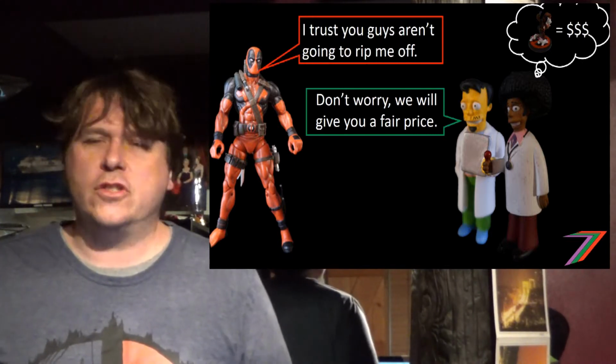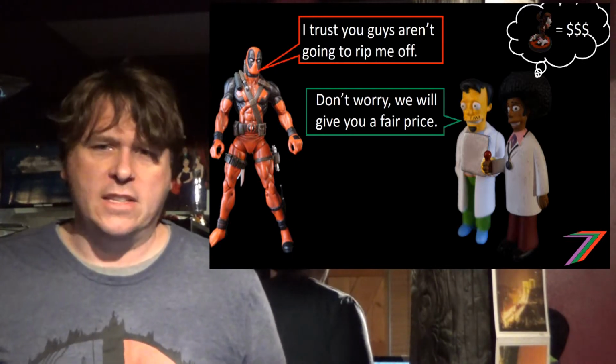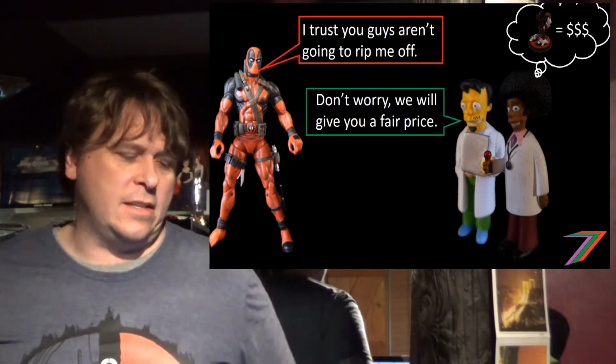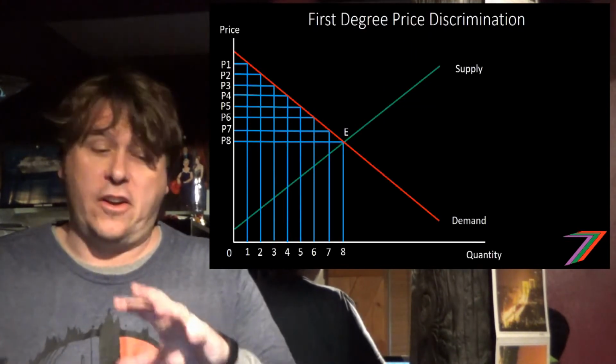As you can see here, we've got doctors. So doctors could charge people differently depending on what their income is. And we often see that in private practice. So what does this look like graphically, in terms of what we see our economists look like?